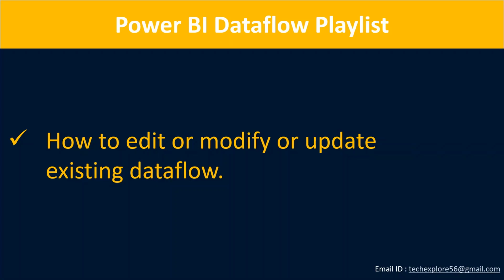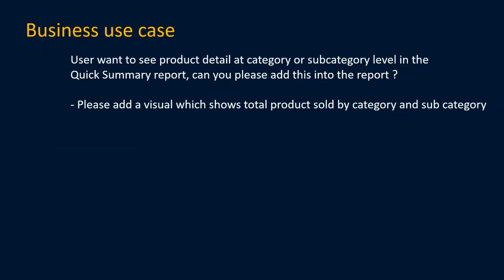With that said, let's talk about the business use case. So guys, this is the business use case. Let's say there is a user or a customer who has access to the quick summary report, and he dropped an email to the team that he wants some change. The change is that he wants to see the product detail at the category and subcategory level. He wants this change in the form of a visual which shows the total product sold by category and subcategory. So this is the change request we received from the customer.